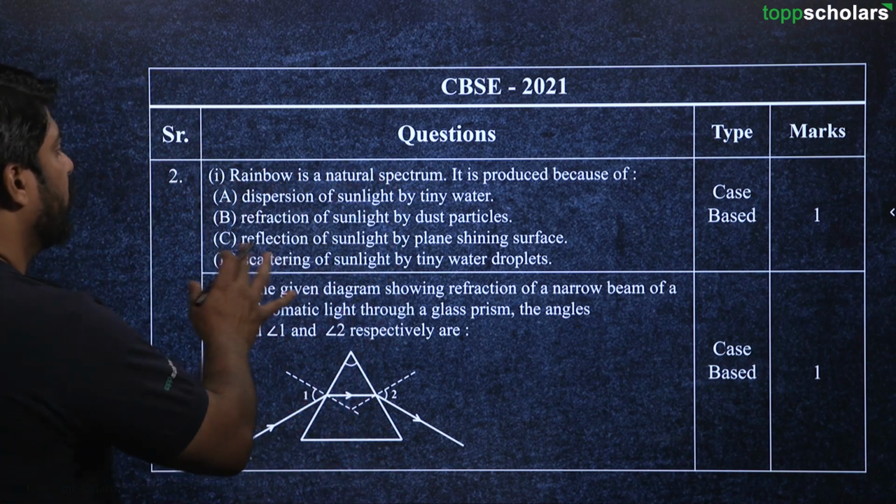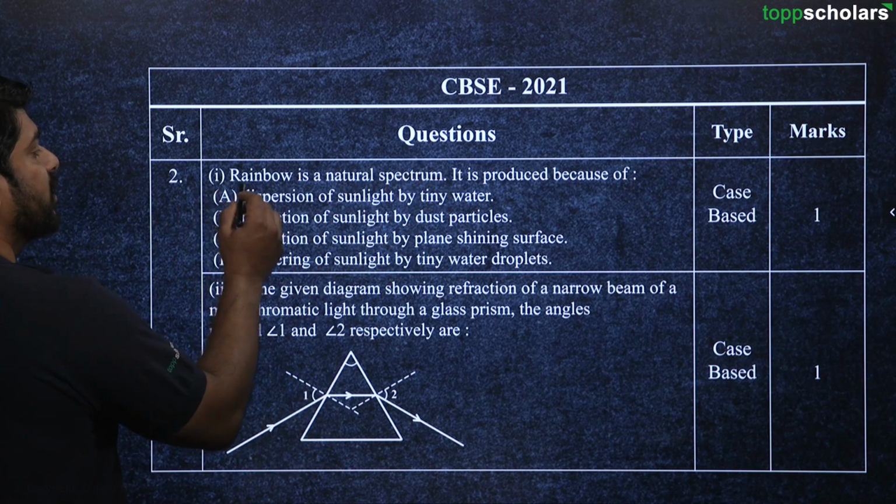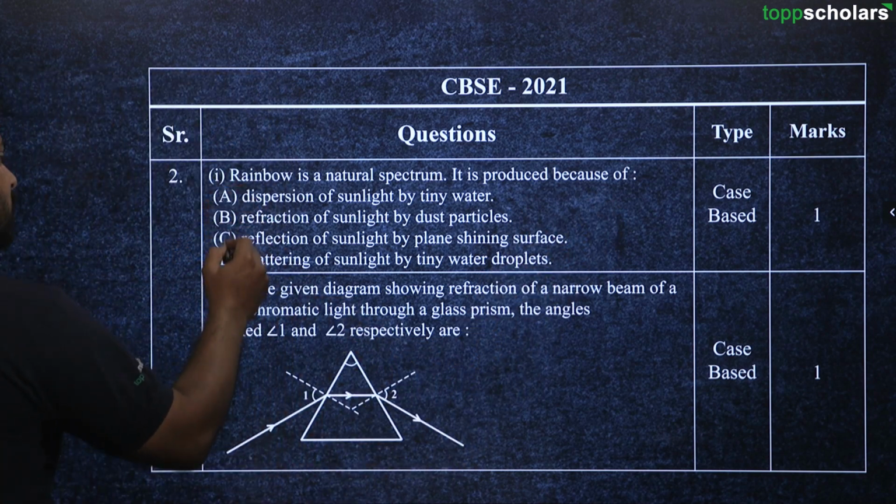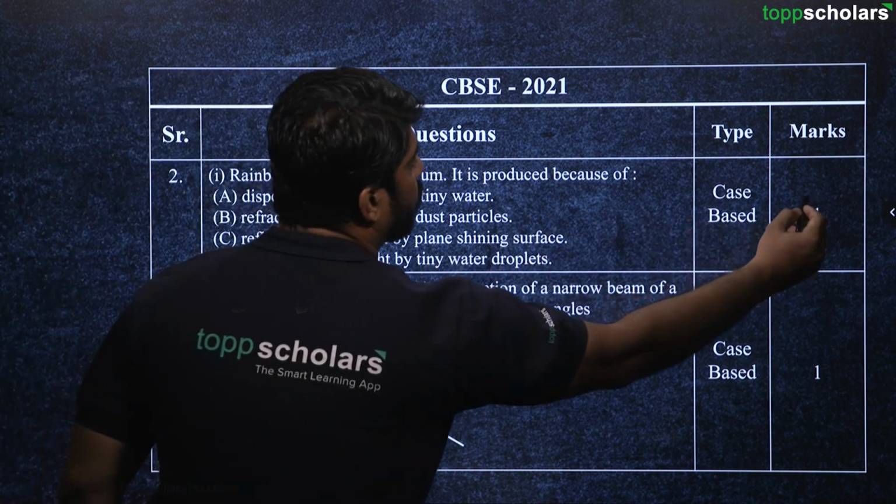Okay, so right now we are just going to look at these questions. The question is, rainbow is a natural spectrum. It is produced because of, these are the 4 options that are given. This is for 1 mark.